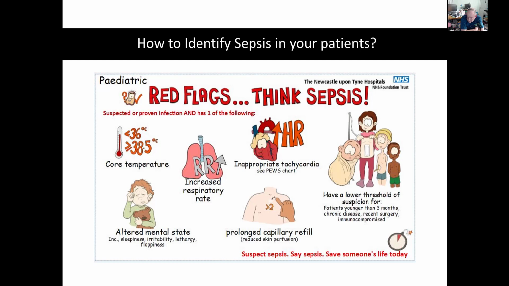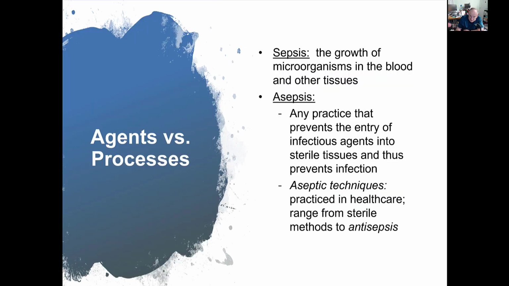Patients younger than 3 months, with chronic disease, recent surgery, or immunocompromised are high risk. The elderly who have gone through hip surgery, or who are on immunosuppressant drugs for whatever reason, are high risk. So immunocompromise is something you always look for in the charts. I'd circle it, highlight it, and make sure that you're taking the right actions.